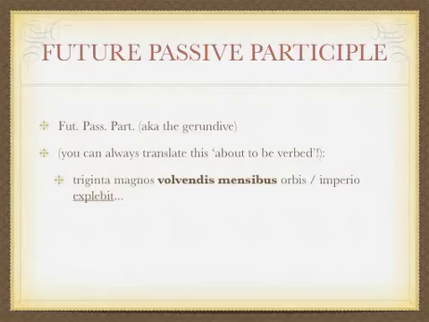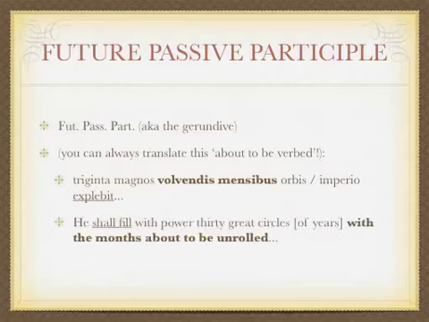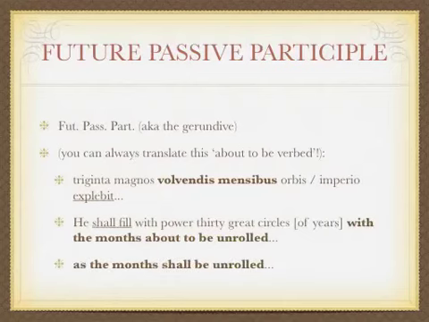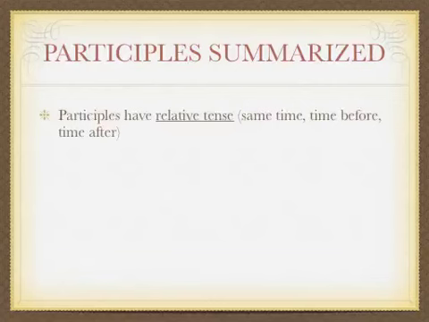He shall fill 30 great circles. He shall fill with power 30 great circles as the years, or months, are to be unrolled, with the months about to be unrolled, as the months shall be unrolled. Any of those things. So in summary, participles have relative tense, which can be same time, time before, time after.